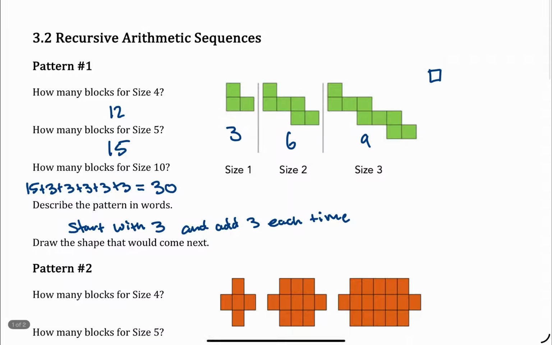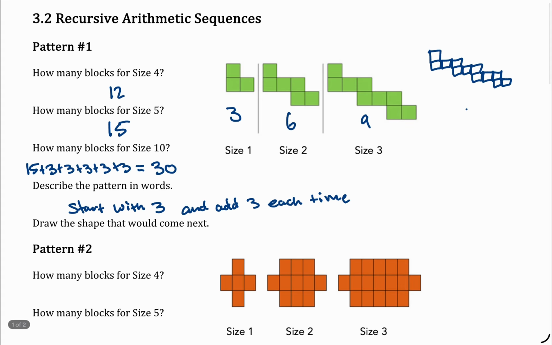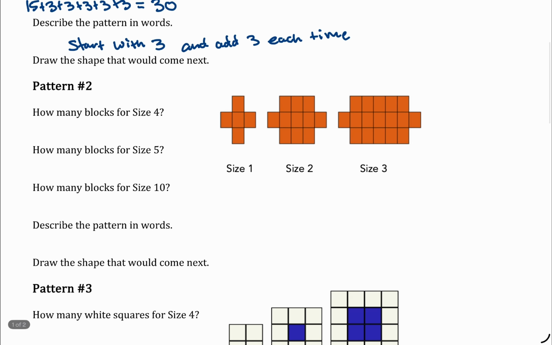Already messed up. 1, 2, 3, 4, 5, 6, 7, 8, 9, 10, 11, 12. Okay, I drew that one off, but that's okay. You get the gist. It should look something like this. There's 12 blocks. That's fine. Okay, moving on. Pattern number 2.